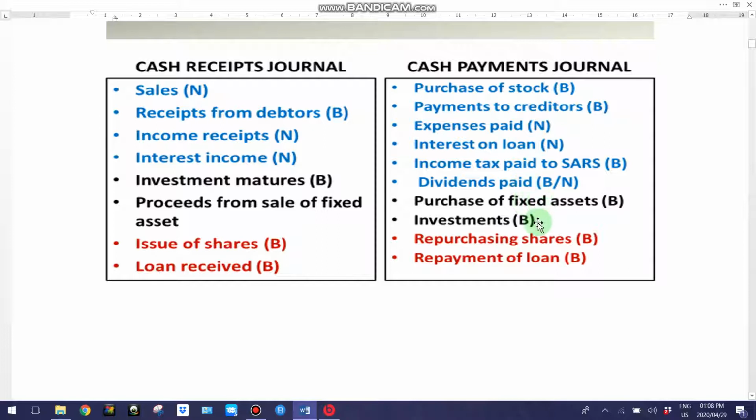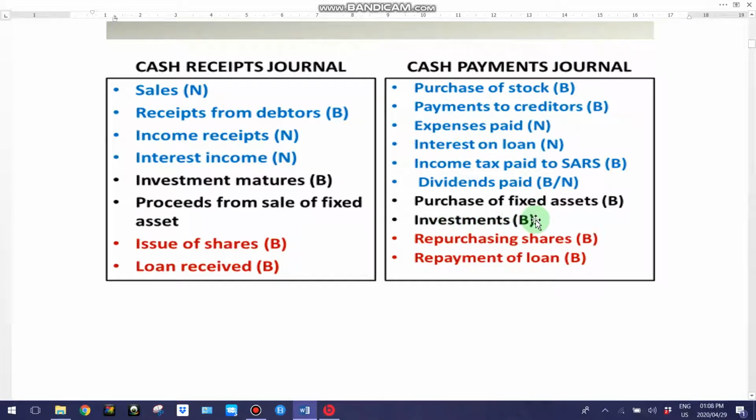Looking at the black examples here, this refers to my investing activities. The biggest one here would be my purchase of fixed assets. Money spent to buy fixed assets is an outflow of cash, as you can see, you have to spend money. And investments: when I invest in a fixed deposit, I'll be taking money out of my savings account or my current account, and placing that money in a separate investment account with the intention of getting a higher interest rate. That's the intention of investments.